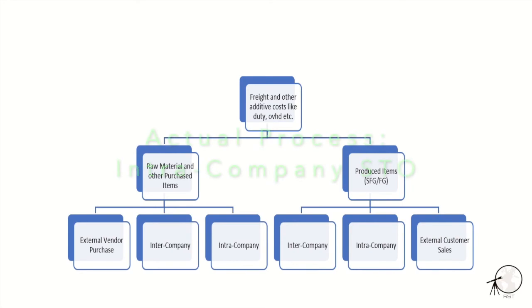Now let's discuss the actual process of intra-company stock transfer. As we have already covered, in case of intra-company STO, there is no condition for freight in the purchase order itself, because if there is no external freight vendor involved, there is no payer or payee. It is not feasible for one plant to pay another plant within the same company, as it is against the accounting principle.